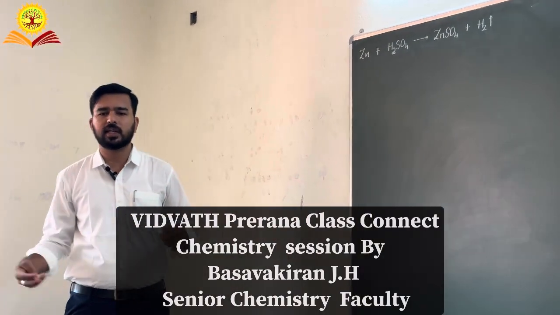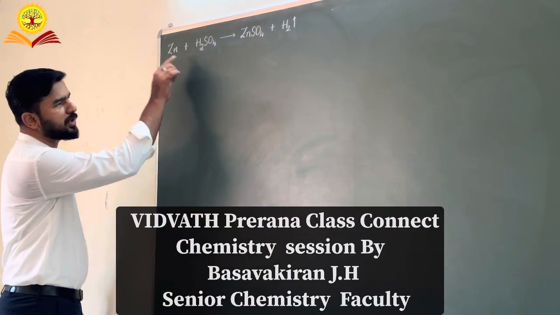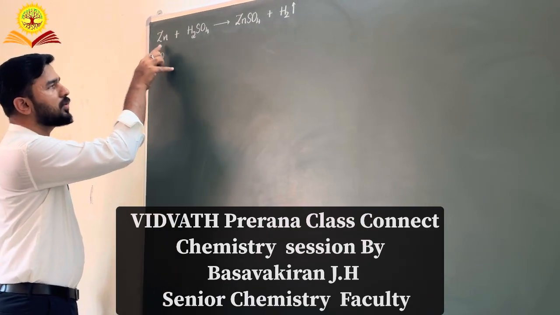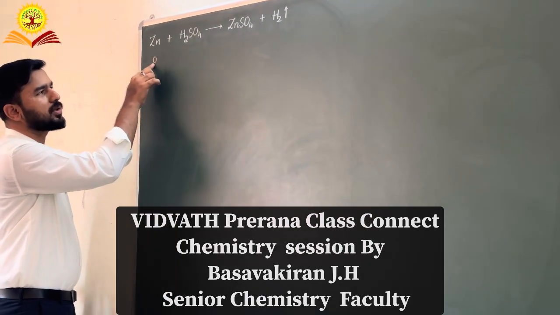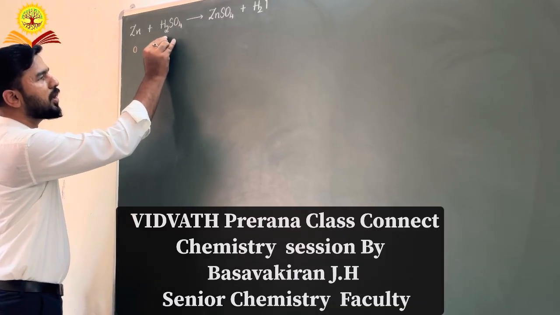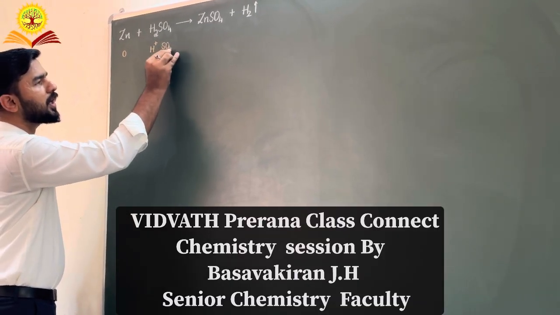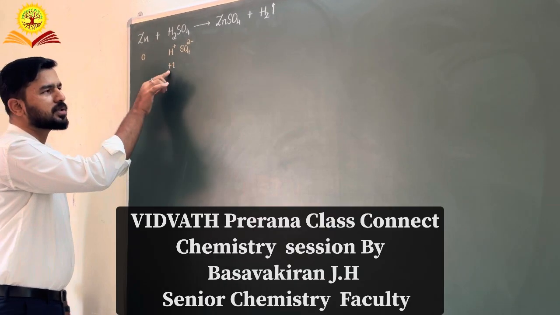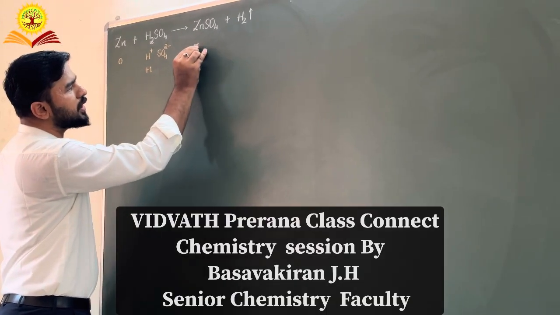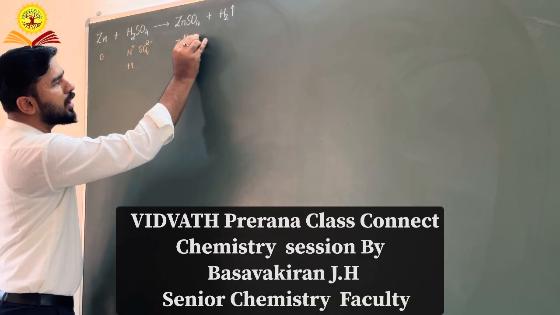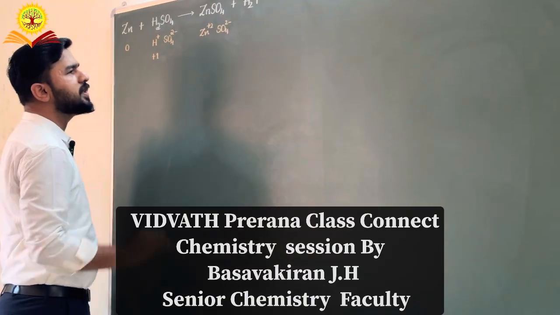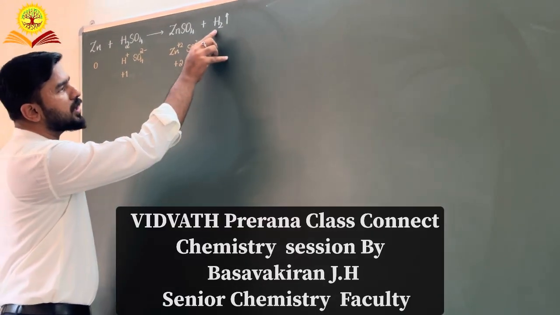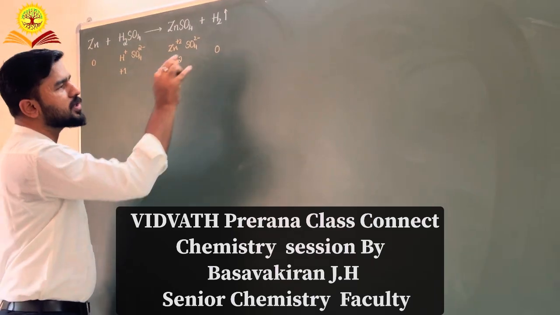Let me explain how exactly oxidation and reduction take place in this particular reaction. In case of zinc, what is the oxidation state of zinc? Zero. We know that H2SO4 is of the form H+ and SO4 2-. Then what is the oxidation state of hydrogen? It is +1. We know that zinc sulfate is in the form of Zn2+ and SO4 2-. In zinc sulfate, what is the oxidation state of zinc? +2. In the product, we have hydrogen. In hydrogen, what is the oxidation state of hydrogen?